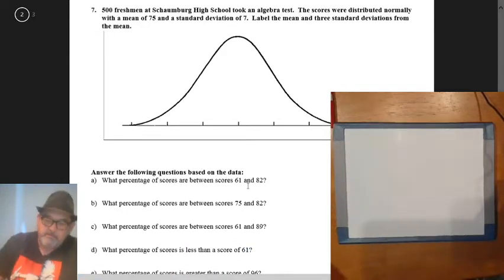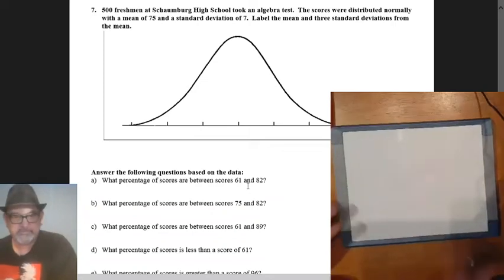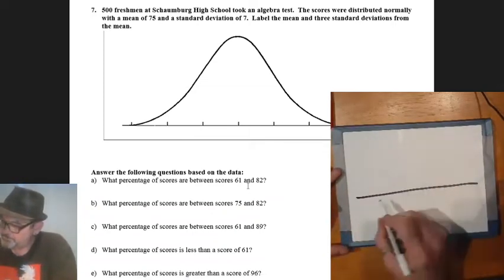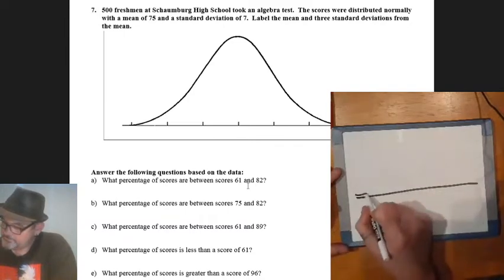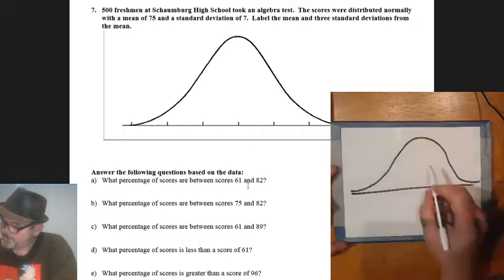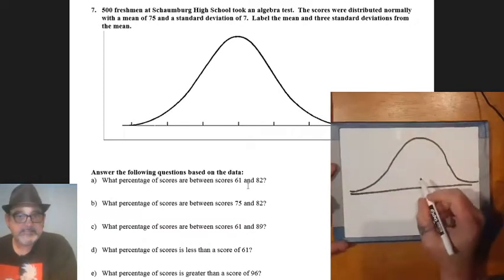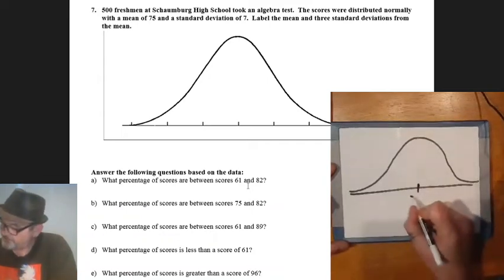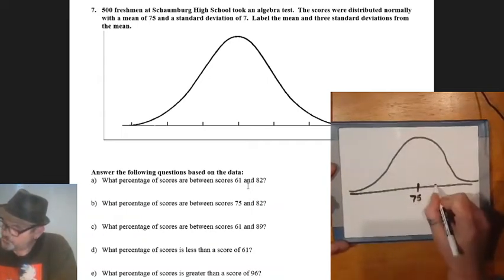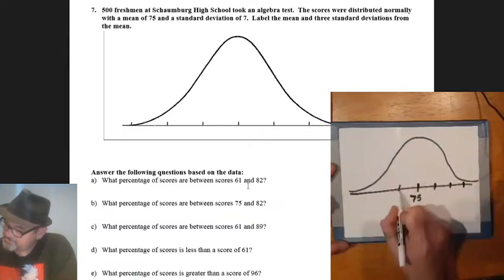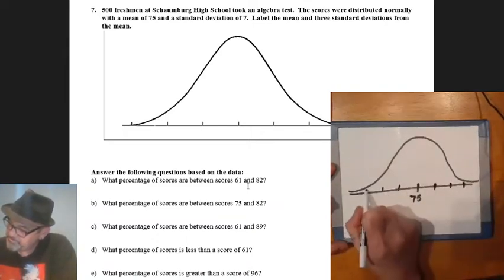So let's go ahead and, well, Mr. Mac's famous lack of drawing skills here. So here is, let's see if I can draw this bell curve. Oh, not bad, not bad. So it says that the mean is 75. So we're going to do 1 standard deviation, 2, and 3. 1 standard deviation, 2, and 3.